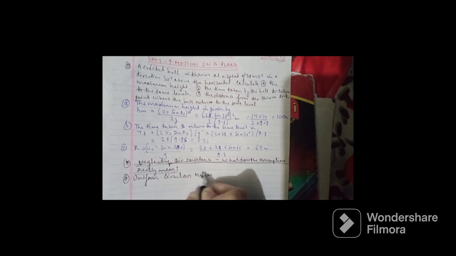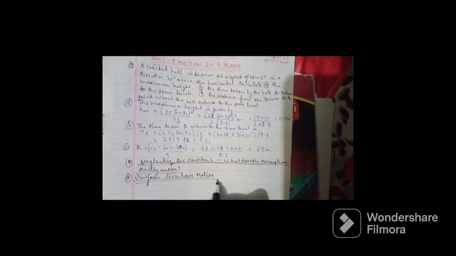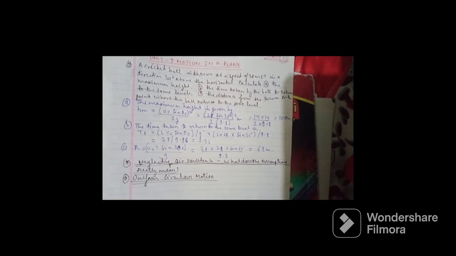In terms of uniform circular motion here, when an object follows a circular path at a constant speed, the motion of the object is called uniform circular motion. So you just write it down.